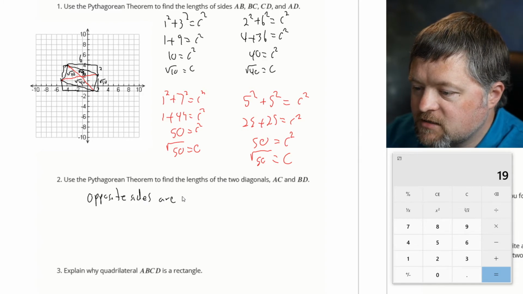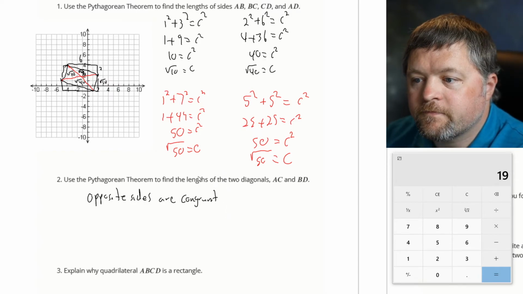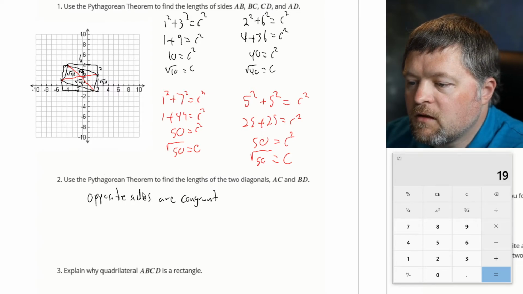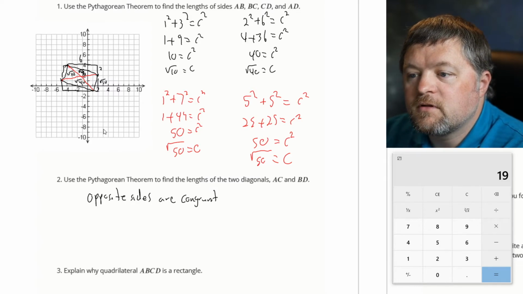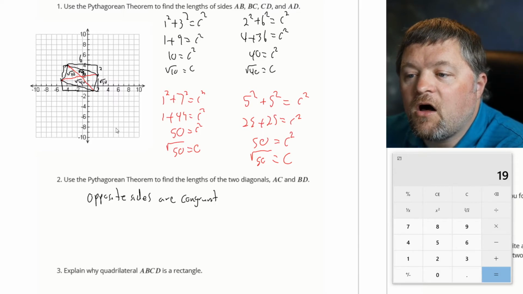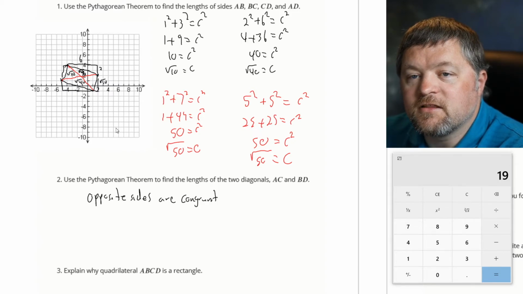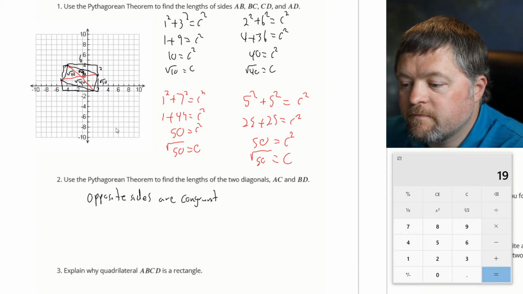Opposite sides are congruent to each other. Now, that's the first piece of being a rectangle. The second piece of being a rectangle is that all of the angles are 90 degrees. All the angles are right angles.